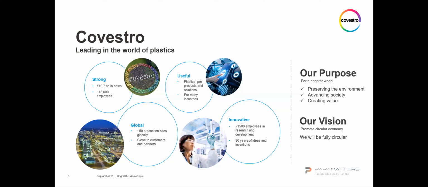So if we have a small introduction, Covestro, it's a chemical company. We are leading in the world of polymers. We are a bit over 10 billion in sales, about 18,000 employees. So we are quite a nice and sizable company. We have about 50 production sites globally, and we really move close to customers and partners to make sure that we bring innovation to market, which makes sense. And bringing innovation to market, we do that with 1,500 colleagues. And especially our purpose is to bring a brighter world. So preserving the environment, advancing society, and creating value for the people and the partners we work with.